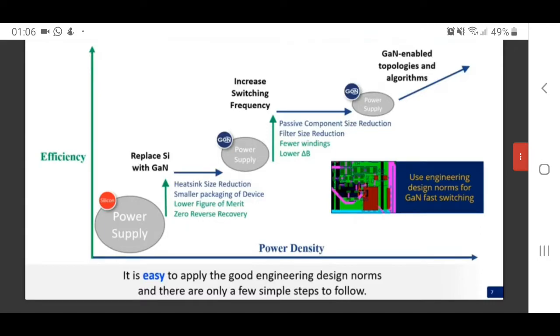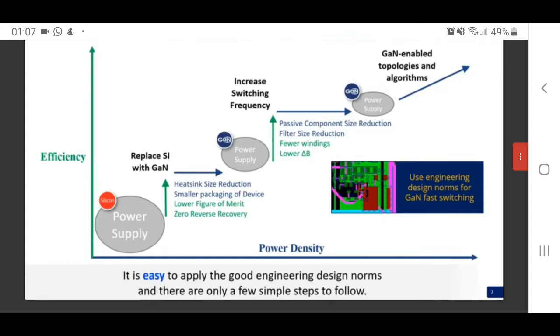The lower switching loss makes it possible to increase the switching frequency with GaN. If we do that, the passive component size will be greatly reduced, for example the inductor, transformer, and the EMI filters. So the advantage in power density will be significant. Also, a higher switching frequency makes it possible to reduce the turns of the windings of the magnetic components, or with the same turns, we can reduce the delta B in the magnetic core. So it is possible to increase the efficiency as well.